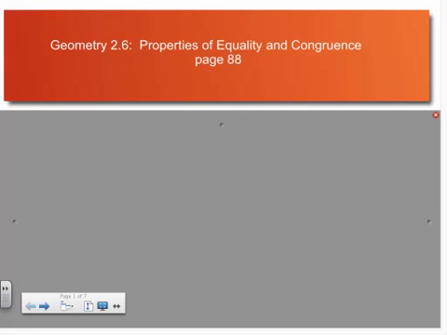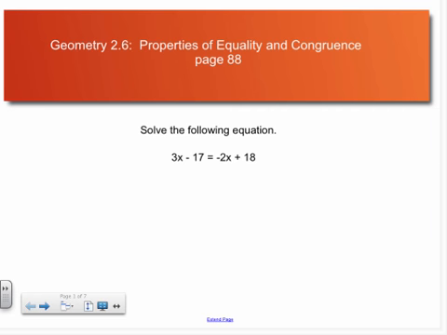Everyone, and welcome to Geometry Section 2.6, Properties of Equality and Congruence. In this lesson, we're going to be reviewing, or for many of us learning, some of the basic properties that we use in problem solving. First, let's work through this problem. I know it's algebra, but it might help you understand what these properties are.